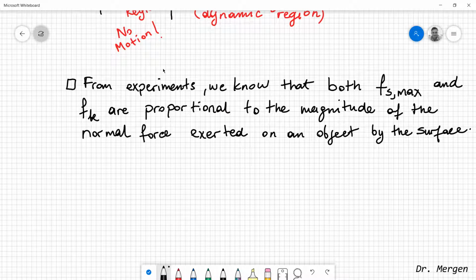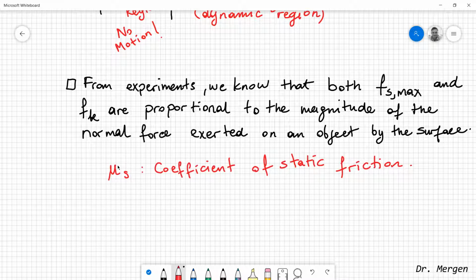From experiments, we know that both the maximum static friction force and the kinetic friction force are proportional to the magnitude of the normal force exerted on an object by the surface. To define that proportionality, we have two different friction coefficients: mu sub s, the coefficient of static friction, and mu sub k, the coefficient of kinetic friction. With the help of those friction coefficients, we can define the friction forces in terms of the normal force.